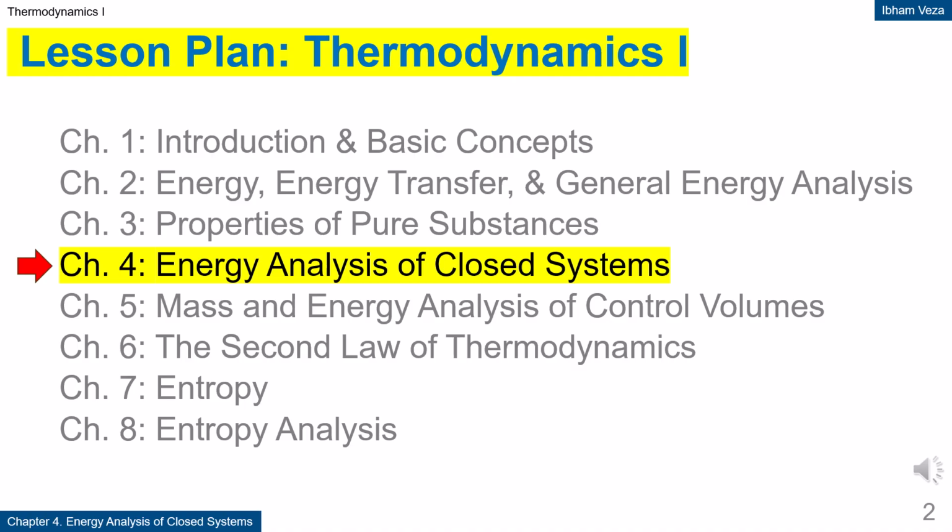This chapter comes after pure substance properties and before control volume analysis. This means the focus is on applying the first law to fixed mass systems. This structure helps develop understanding in a gradual and systematic way.